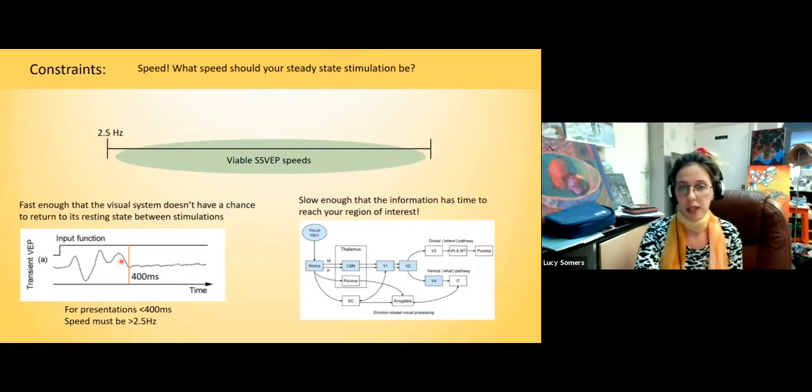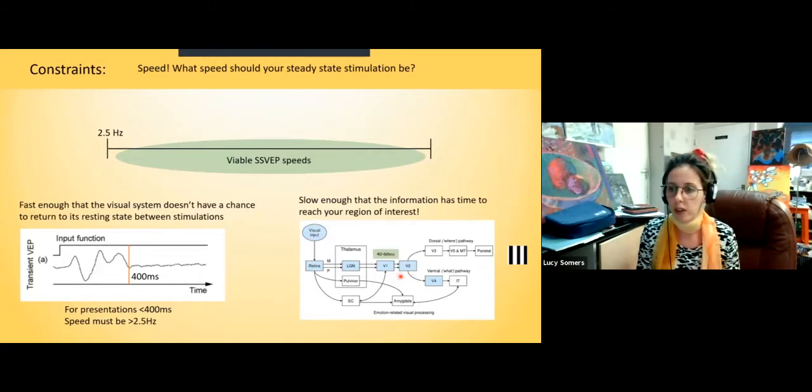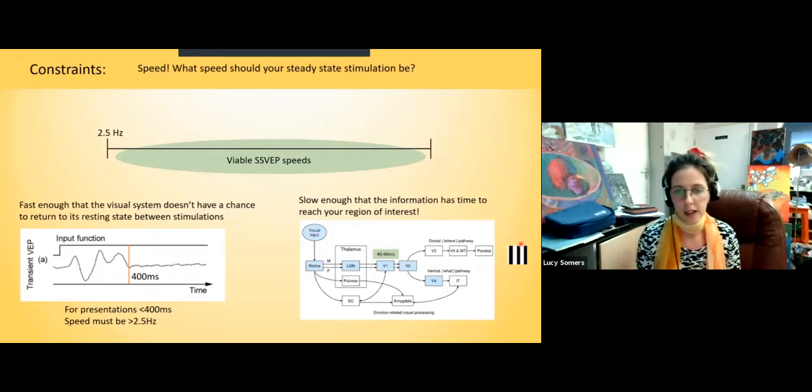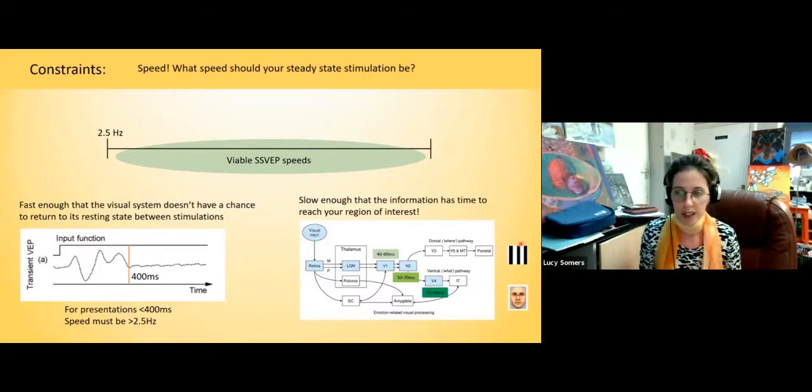Alternatively, you also need your stimulus to be slow enough that the information has time to reach your region of interest. So here we have the visual pathway. Now, if you're interested in low-level sensory processing, you know that you want the information to have time to reach V1. So you need to repeat the stimulus no faster than every 40 milliseconds. But then to reach V2, it needs about 50 to 70 milliseconds. But if you're interested in higher level processing, like face processing, it needs to get all the way to V4 or the IT. It's going to take longer.